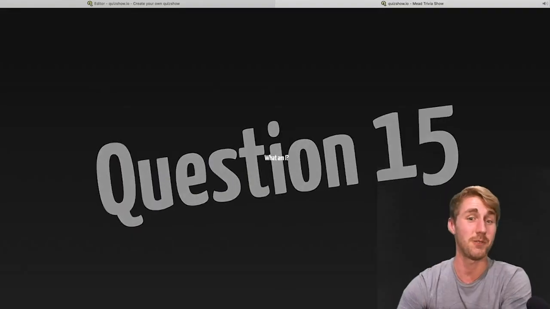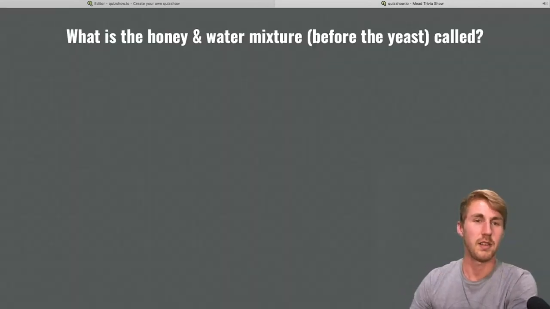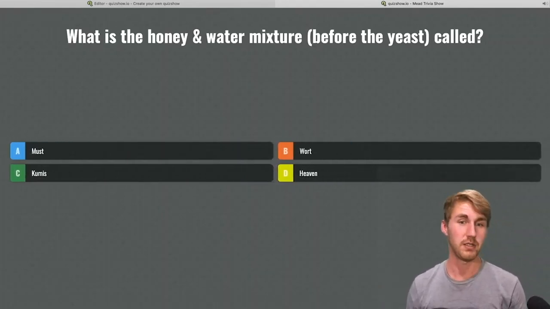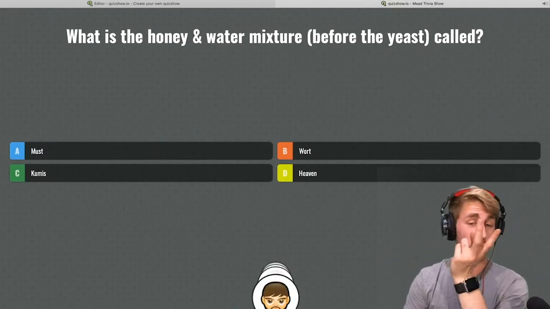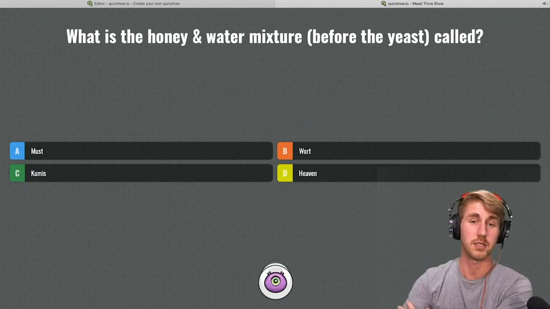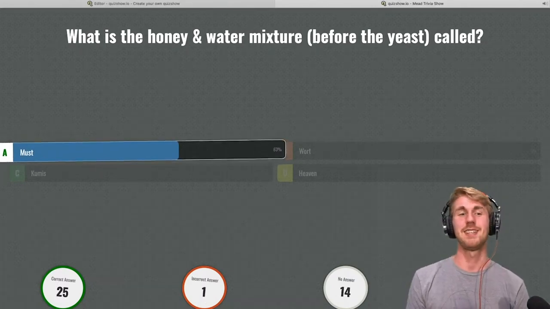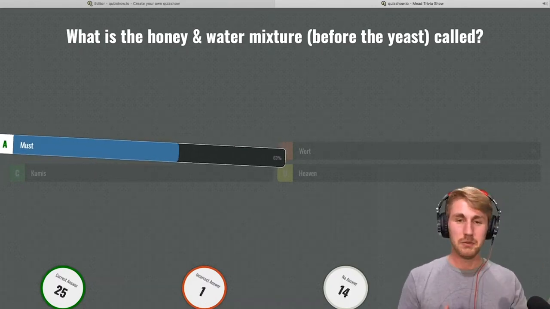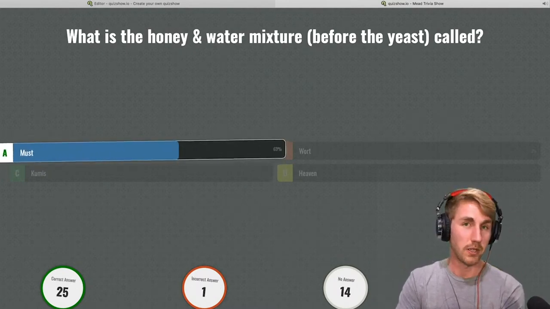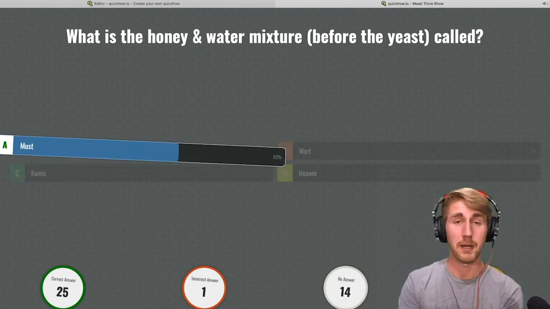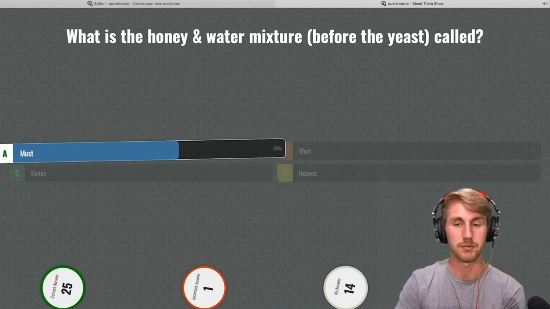To continue on, question 15. What am I? The real question we all ask. What is the honey and water mixture before the yeast called? Is it called the wort? Is it called the kumis? Is it called heaven? Or is it called the must? The answer to this question is must. So honey water mixture is must. Wort is the beer version. Kumis is something I found somewhere randomly. And heaven is true, but not true.